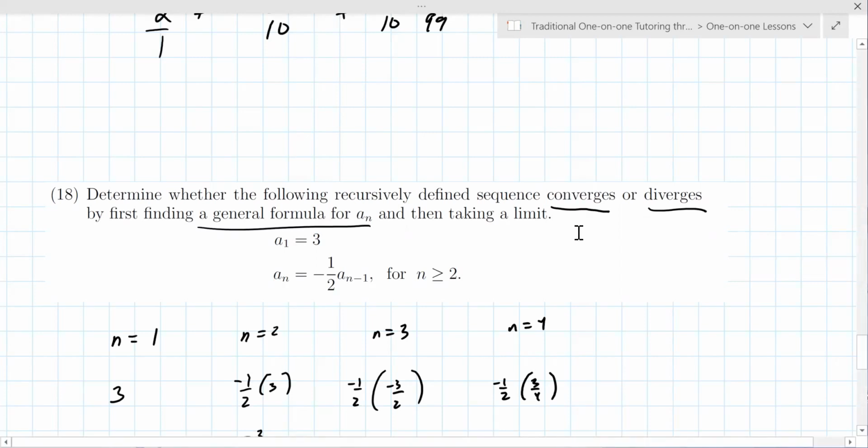Was that the last one? Mm-hmm. Okay. Did we do number 16? Did we do the second part of it, where it's greater than 1 and it diverges?